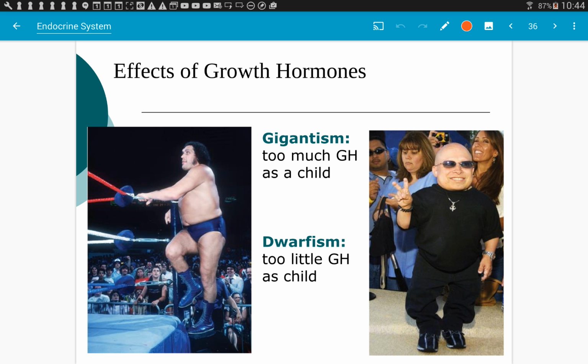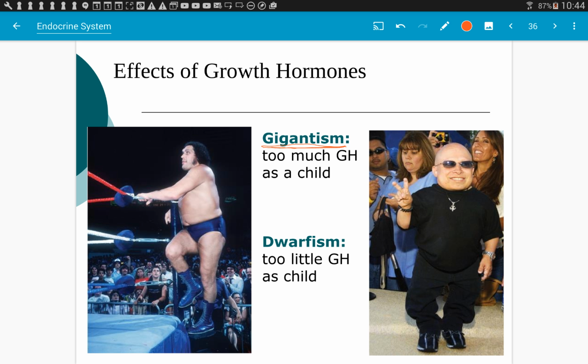He had the condition called gigantism, and this is when a person receives too much growth hormone as a child. While they are growing, their anterior pituitary is releasing too much growth hormone. So they grow more than they should, and that's when you end up with people like Andre the Giant, or people who end up in the Guinness World Book of Records for being the tallest person for a certain time period because they had too much growth hormone as a child. Now, on the other end of the scale, we have, I don't remember his name, the guy from Austin Powers, the little guy.